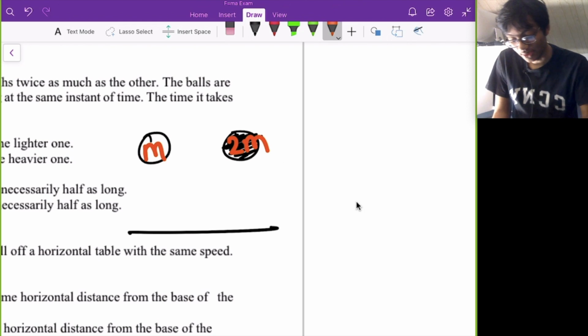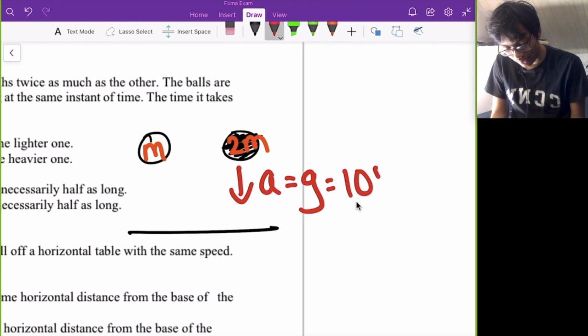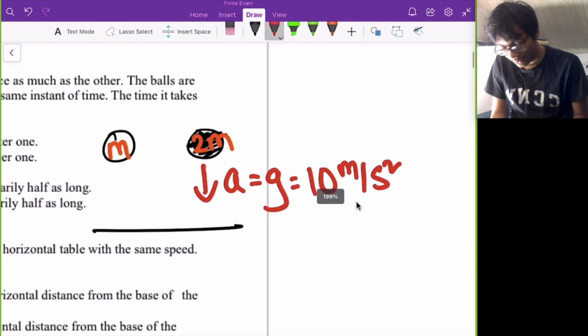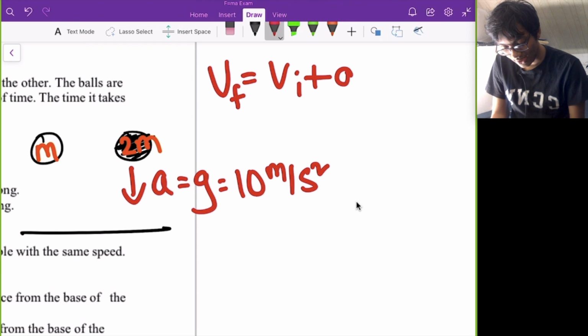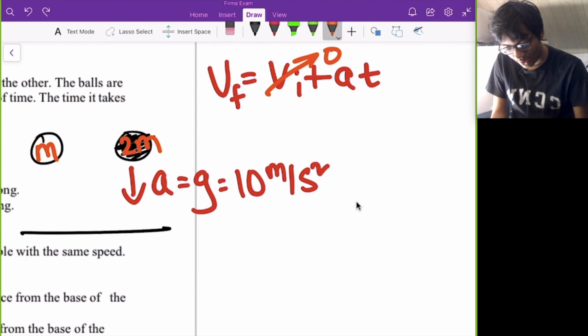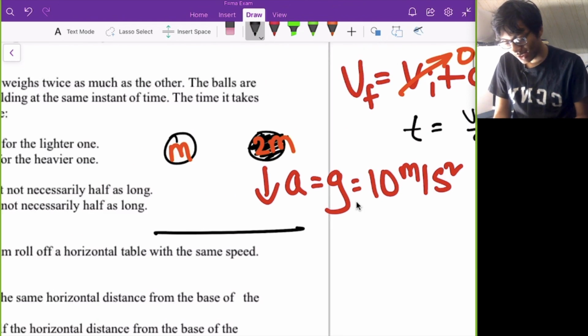Well, let's calculate it. Let's say that our acceleration is g, or 10 meters per second squared. Now we can just calculate what time it'll take. V equals VI plus AT. Remember, these are dropped from rest, so my VI is just going to be 0. So what's my time going to be? My time is going to be VF over A. Looks like I don't have enough to use this formula.